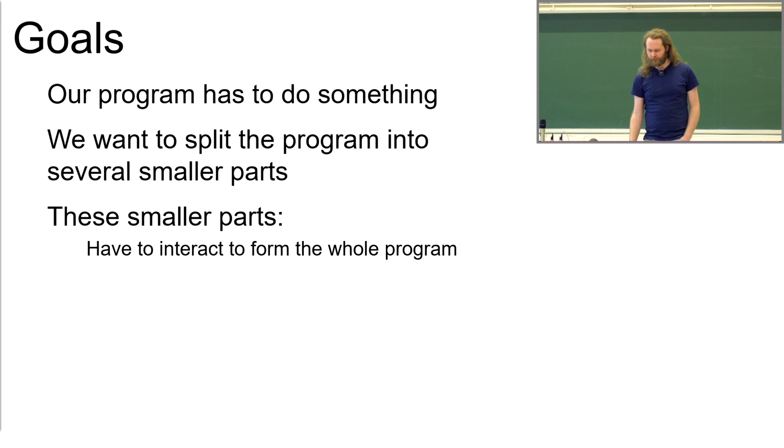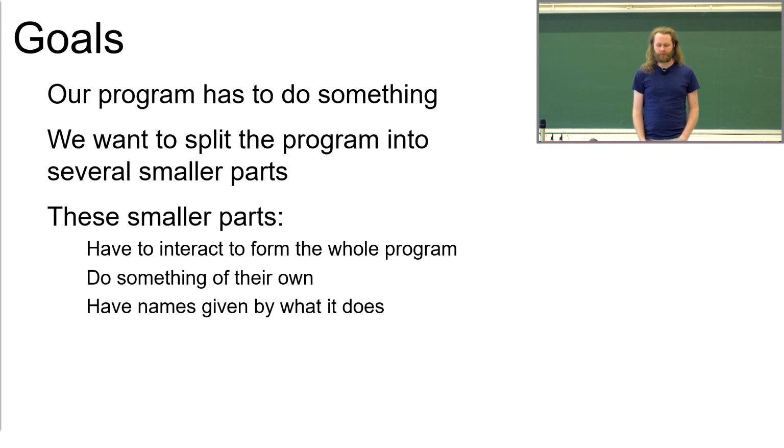If we are able to split it into smaller parts, these are what they would be doing. They have to interact with the whole program, so they need to be able to interact with other parts of the program. They need to do something on their own. Here's a key idea. This goes back to the abstraction question.